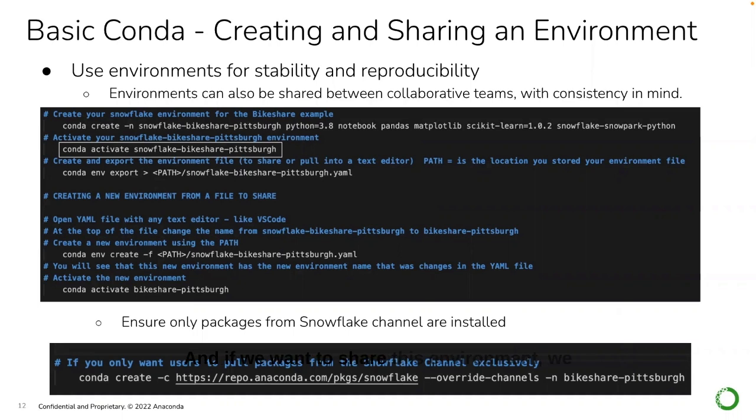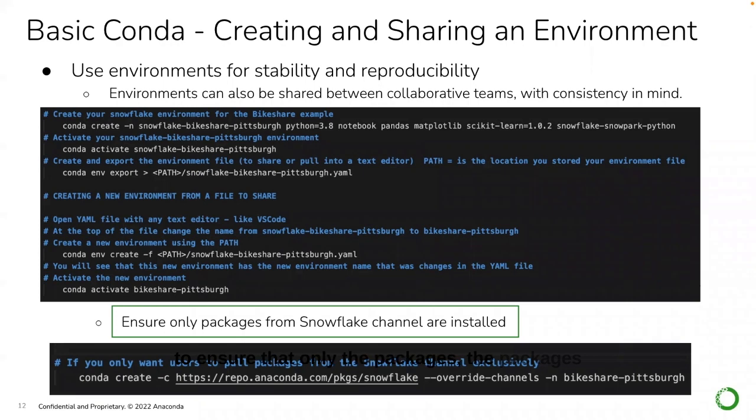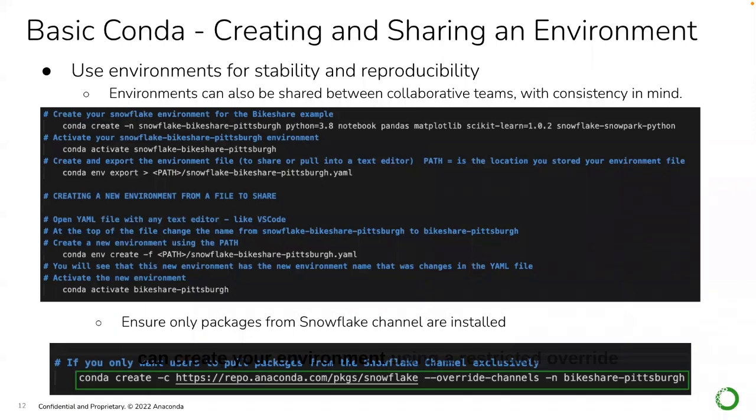And if we want to share this environment, we can export it out as a YAML file. Once we do export it out, someone can come in and create an environment using our YAML file, and they can activate their environment on their local machine. So this gives a lot of versatility: we can create one environment, and as we build on that model using this environment, we can share that environment out. To ensure that packages are only installed from the Snowflake channel, you can create your environment using a restricted override that says only pull packages from this channel.